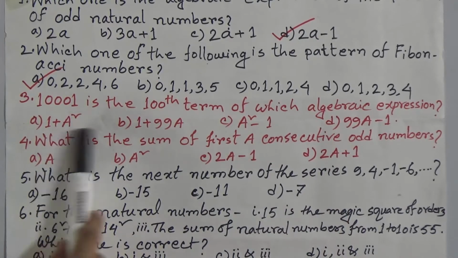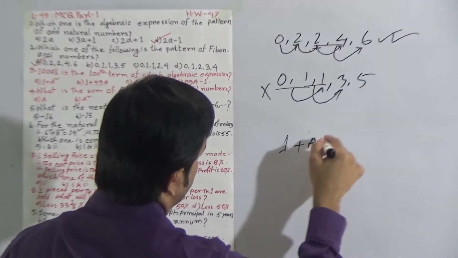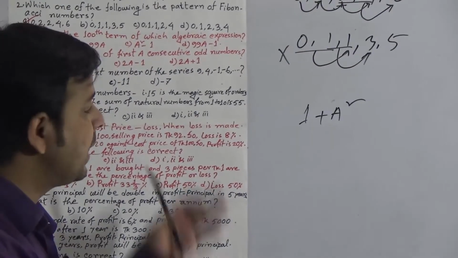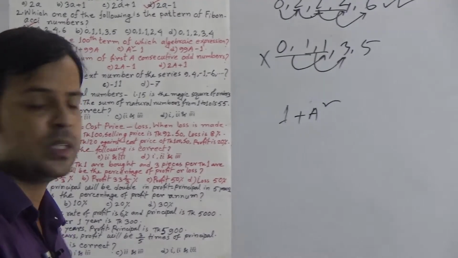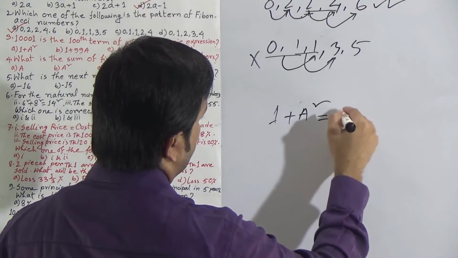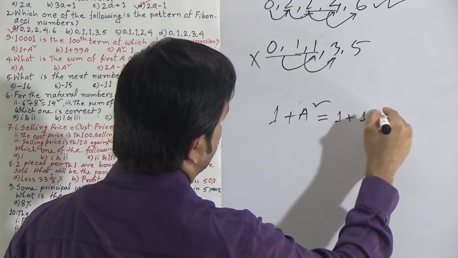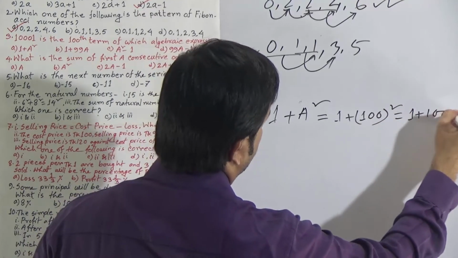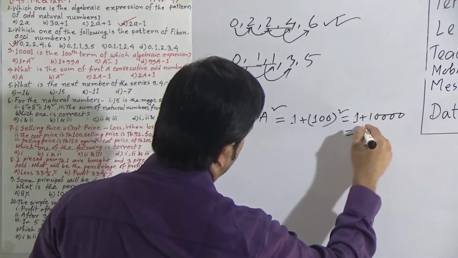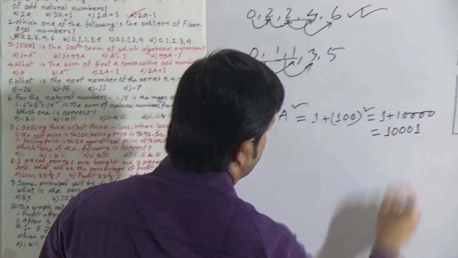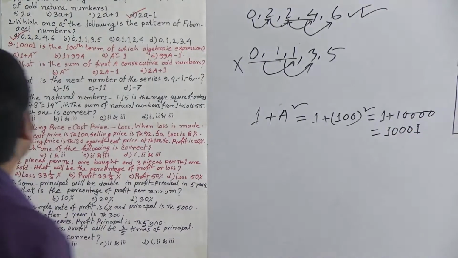First one is 1 plus a square. Check 1 plus a square. Here if we put the value of a as 100, we will get the 100th term. So put a equal to 100, we will get 1 plus 100 square. It means 1 plus 10,000, since 100 square means 10,000. This should be 10,001. So we can say A is correct.